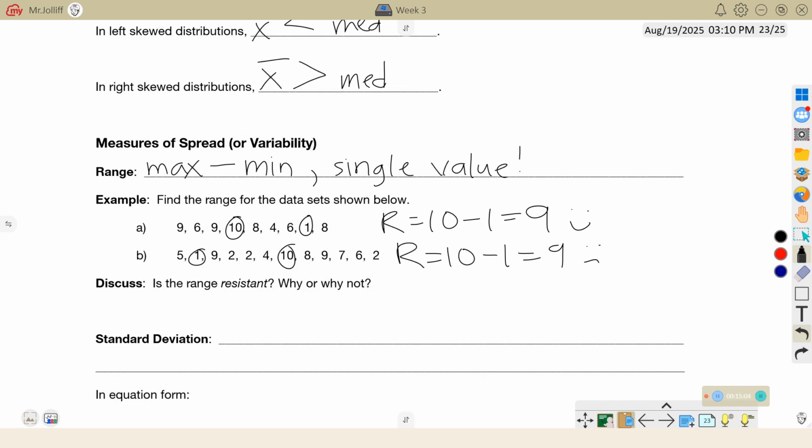All right, we're going to vote with our thumbs. If you think it is resistant, you're going to give me a thumbs up. If you think it is not resistant, you're going to give me a thumbs down. Please show me your thumbs.